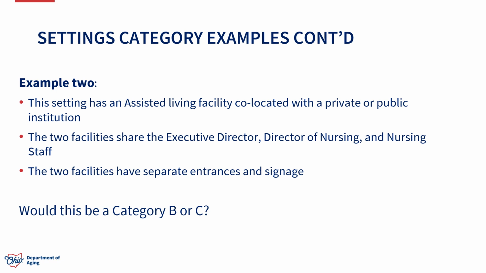And in our next example, here is the scenario. This setting has an assisted living facility, which is co-located with a private or public institution. The two facilities do share the executive director, director of nursing, and nursing staff, and the two facilities do have separate entrances and signage. So would this be a Category B or a Category C? The answer is a Category C. The staff can be shared, but they must demonstrate that they are not providing the same institutional care to the assisted living individuals. And the two separate entrances and signage do provide meaningful distinction between the assisted living and nursing facility.